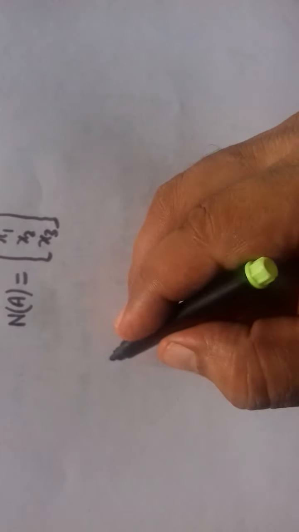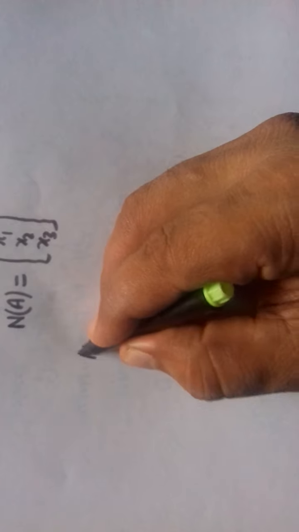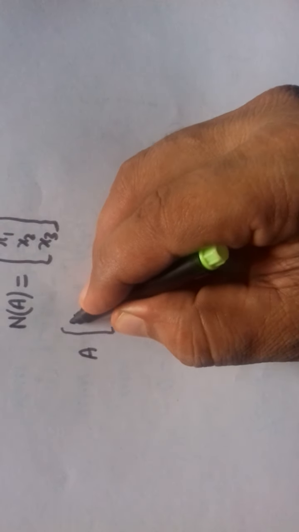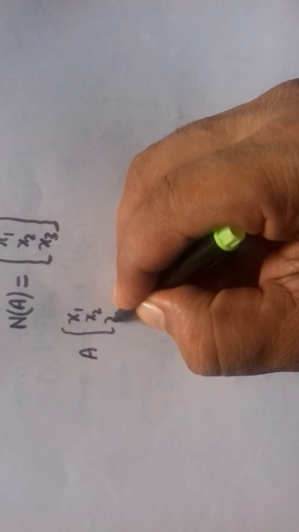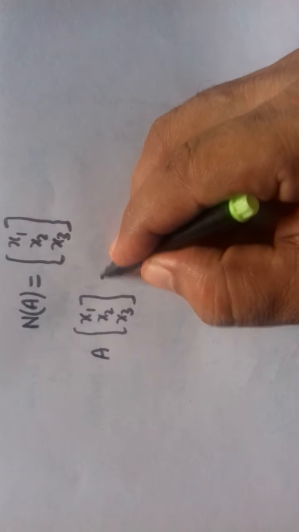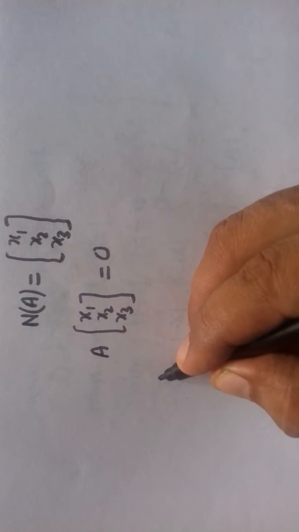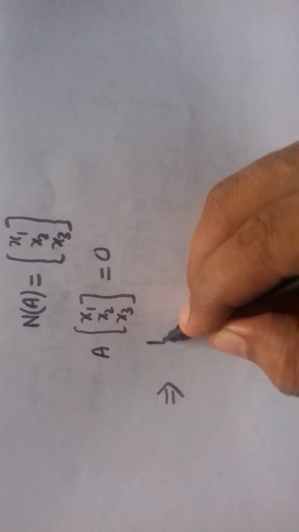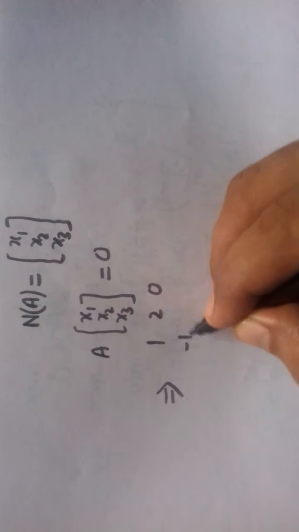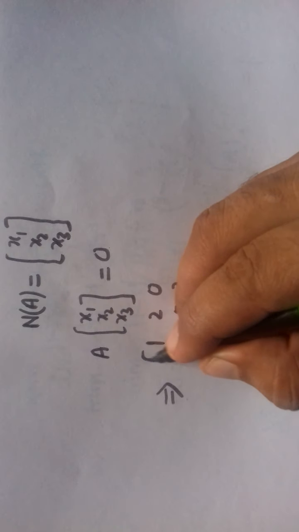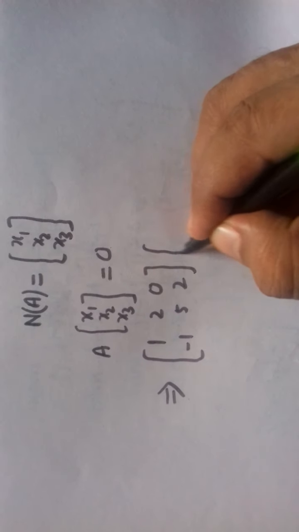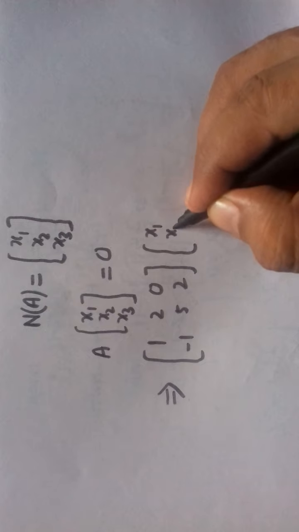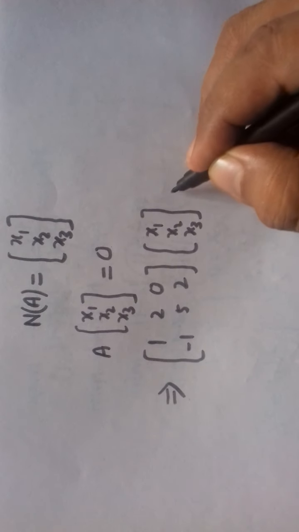So A times this matrix x1, x2, x3 should be 0. This gives us A is 1, 2, 0, minus 1, 5, 2, and x1, x2, x3 equals 0.